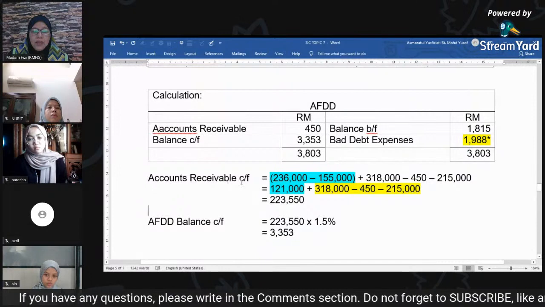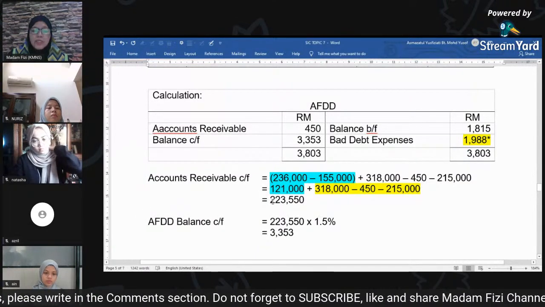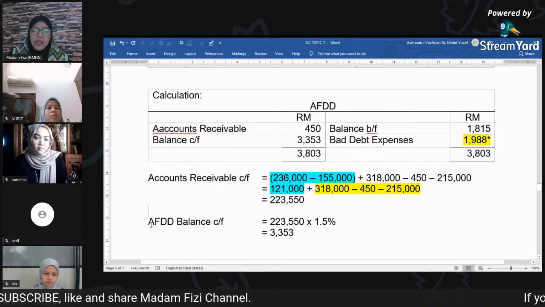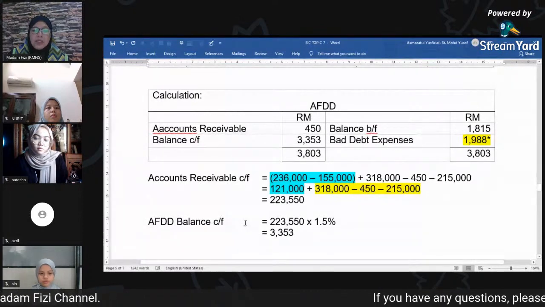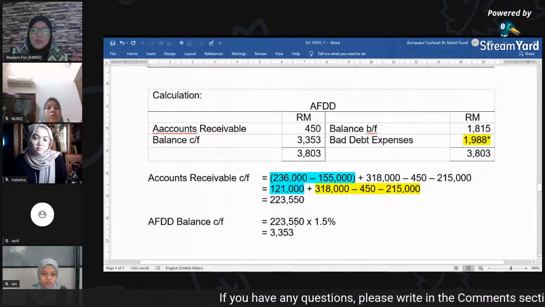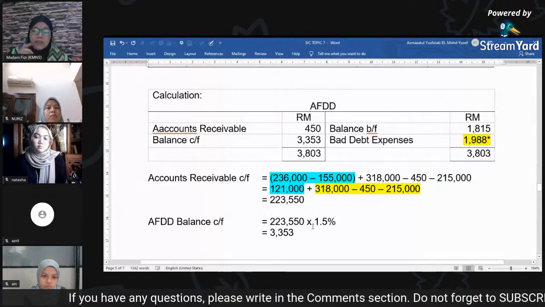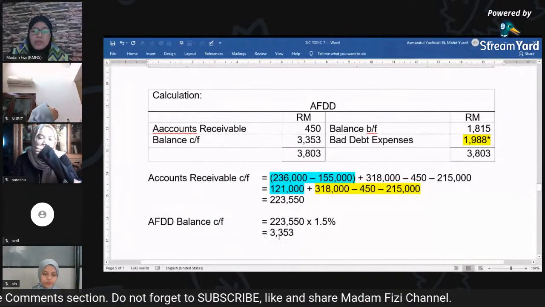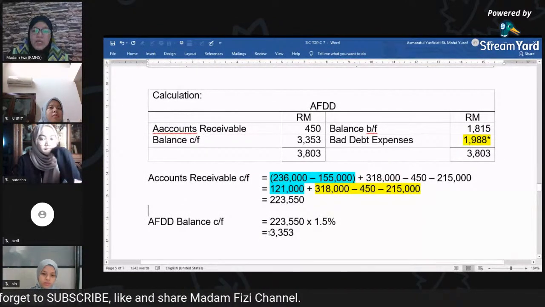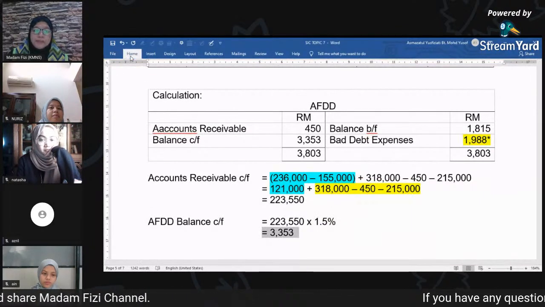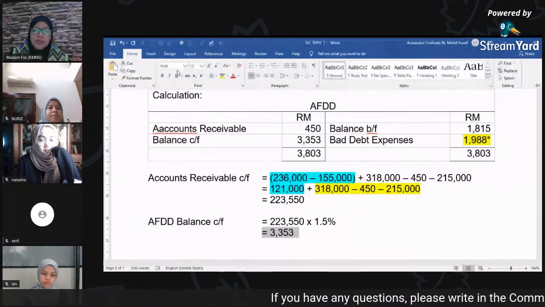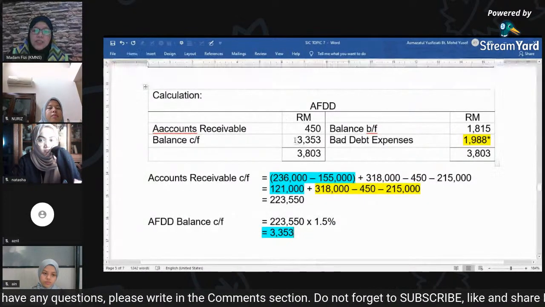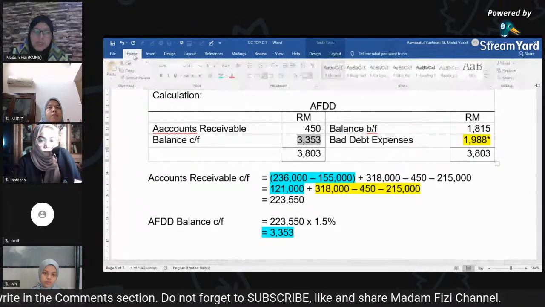So, accounts receivable carry forward we use to calculate the allowance for doubtful debt balance carry forward, which equals 223,550 multiplied by the rate, that is 1.5%. So, equals 3,353. So, where do we put this? Okay, because this is the balance carry forward, so in the AFDD account, we put it at balance carry forward.